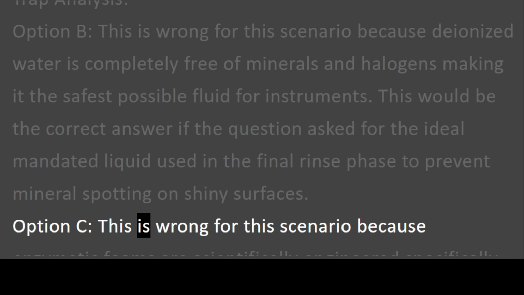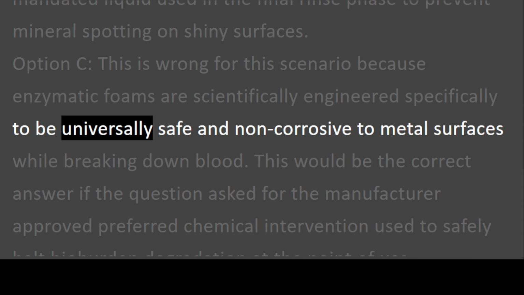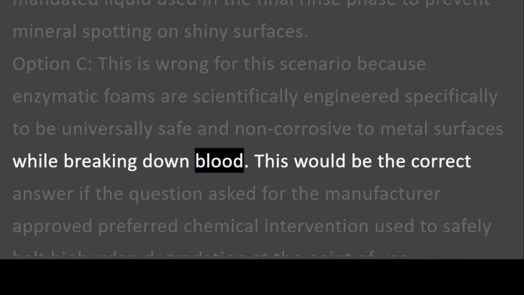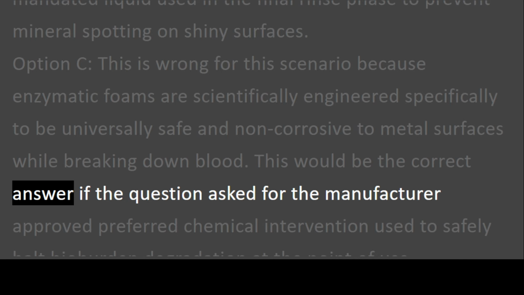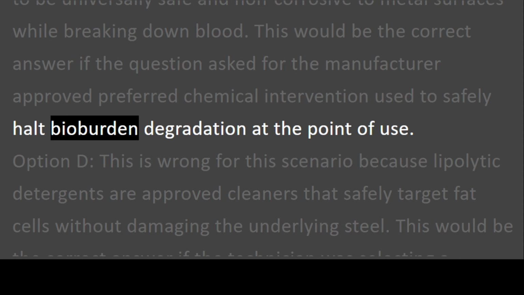Option C. This is wrong for this scenario because enzymatic foams are scientifically engineered specifically to be universally safe and non-corrosive to metal surfaces while breaking down blood. This would be the correct answer if the question asked for the manufacturer-approved preferred chemical intervention used to safely halt bioburden degradation at the point of use.